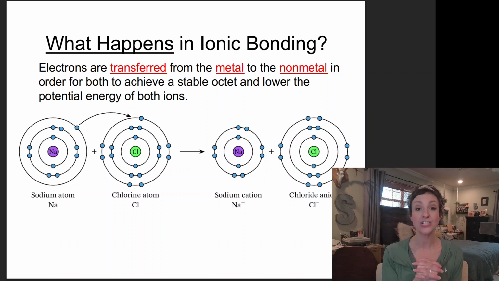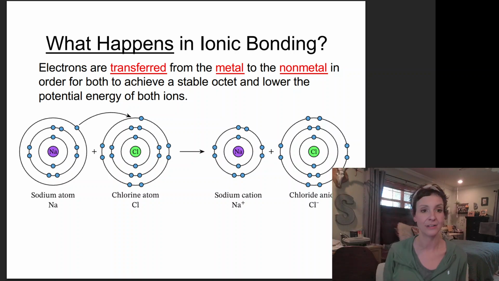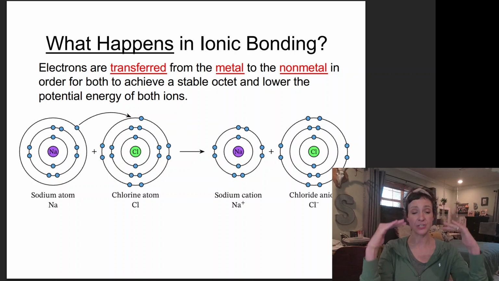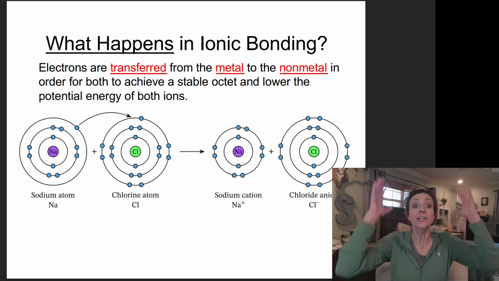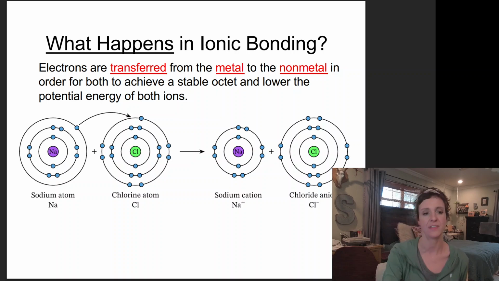So electrons are transferred from the metal to the nonmetal in order for both to achieve a stable octet and lower the potential energy of both ions. Once again, lowering the potential energy is a fancy way of saying we're calming everybody down to be in a more zen and calm state. Okay, I'm lowering kind of my anxiety. That's what atoms like to do. Lowering their potential energy makes them feel better and more stable. Okay, so achieving a stable octet actually does that for the atoms.